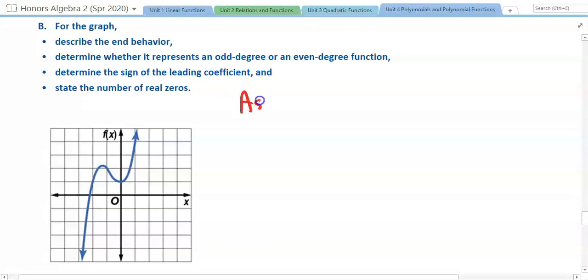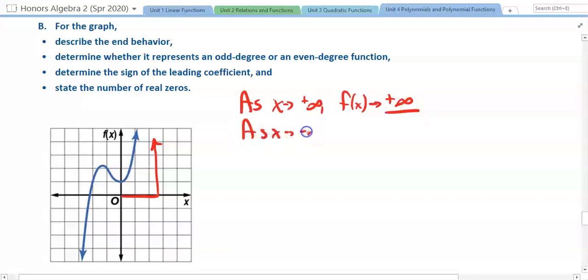So as x goes to positive infinity, where is the y going? Where is f of x going? So as x goes to positive infinity, the y is going where? To positive infinity. And as x goes to negative infinity, where is f of x going? Well, we look at it as x goes to negative infinity, y is going where? To negative infinity. So that gives us our first piece. Remember, these two are linked together.